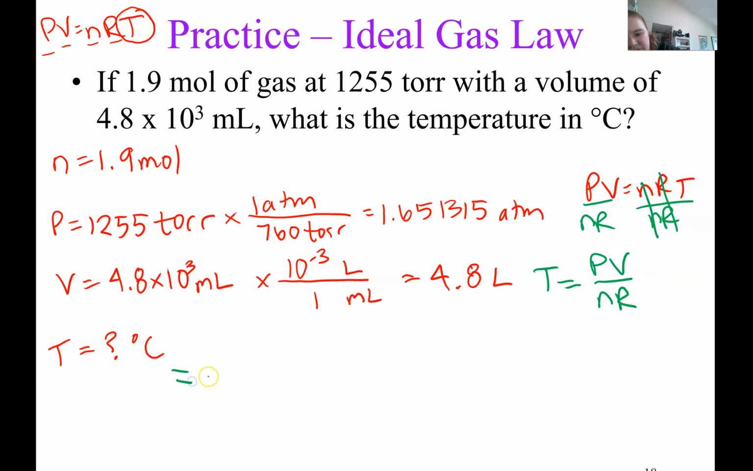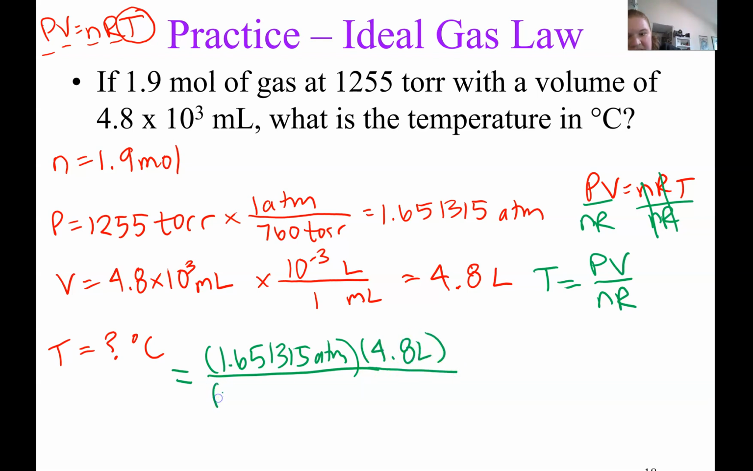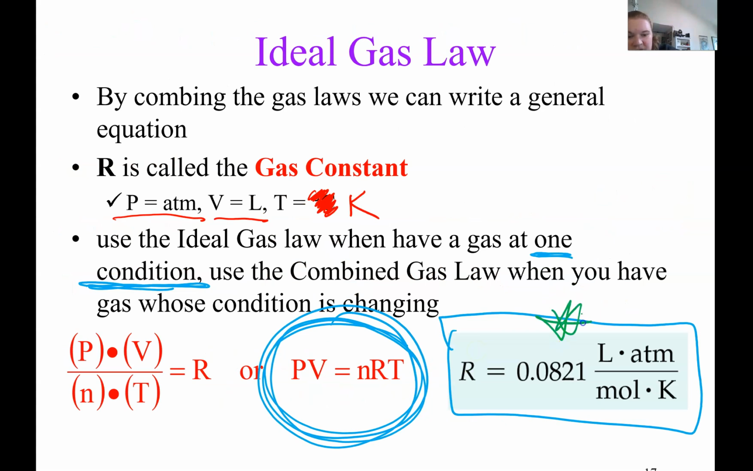So my temperature is going to be equal to my pressure, 1.651315 atmospheres, times my volume, 4.8 liters, divided by N, which was 1.9 moles, and times R, 0.0821 liters times atmospheres over moles times Kelvin. So that's just our given value. Let me point it out on the last slide again. It's right here. So we'll use that same number in all the equations.